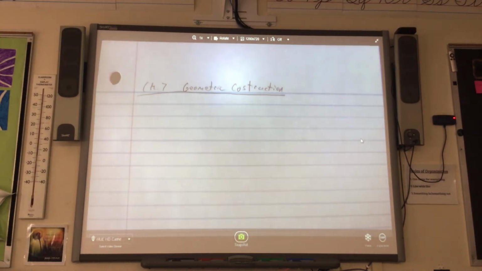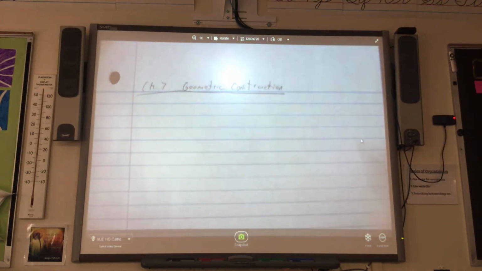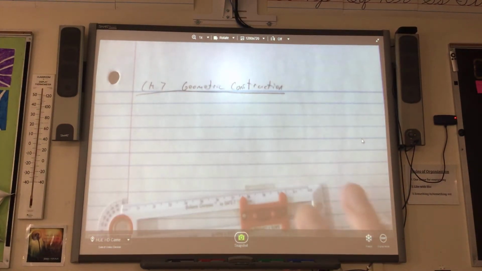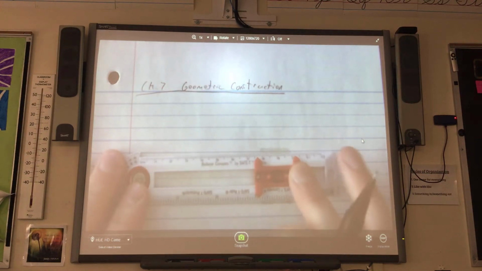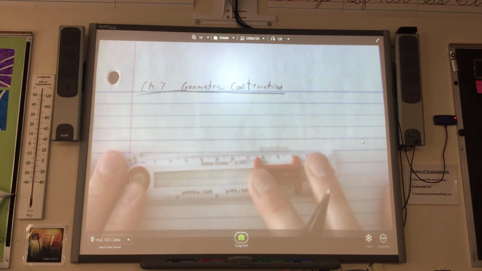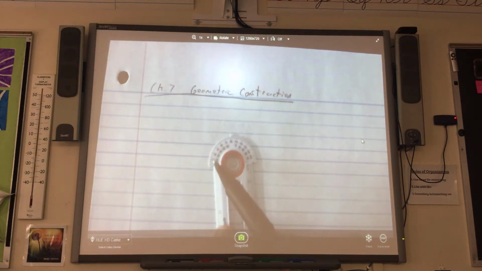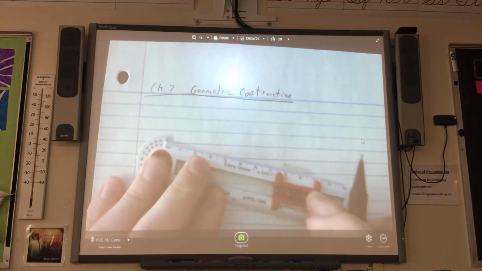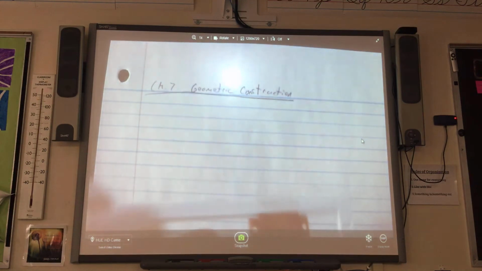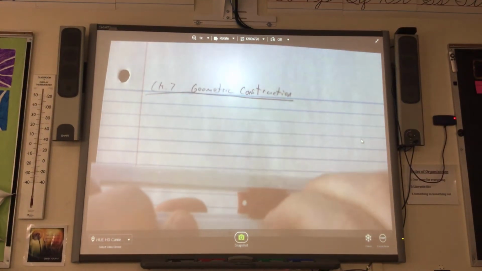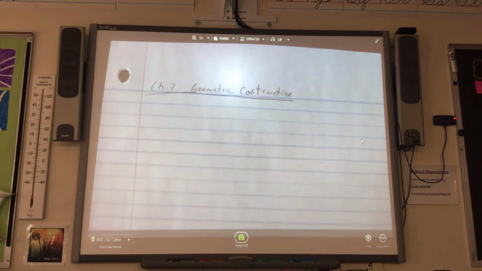Construction means to construct or to make. And primarily what we're going to be using to do this is a bullseye compass. If you don't have a bullseye compass, then get one from me. You can see right here, it's got the angle measures on it, and you can also see that this moves. Mine's not moving because I put a piece of tape on it. You're going to need to get one of those at some point. I'll show you what you need to do with it.